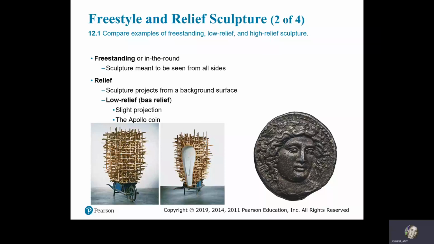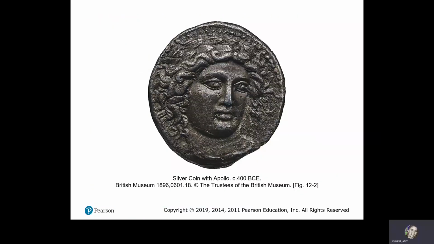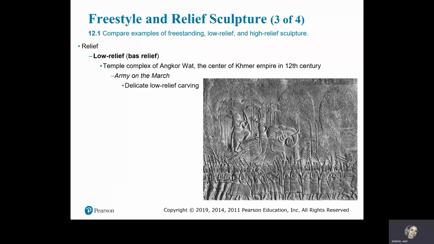With a relief sculpture, it projects from a background surface. Low relief or bas relief has a slight projection like the Apollo coin here on the right. That is bas relief or low relief. Silver coin with Apollo from 400 BCE.